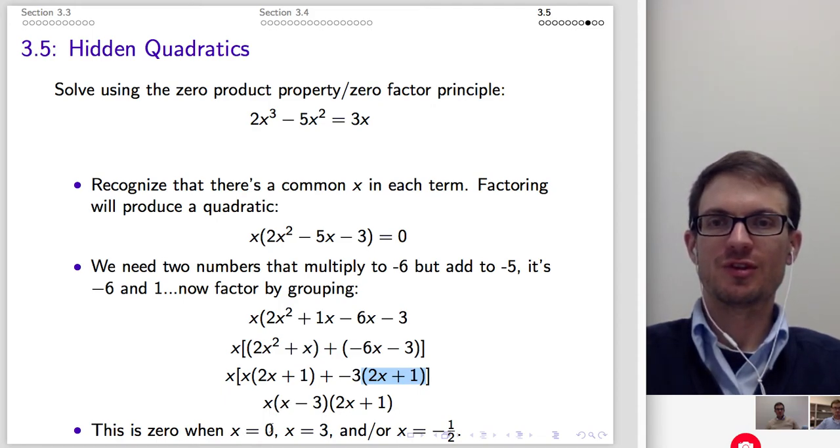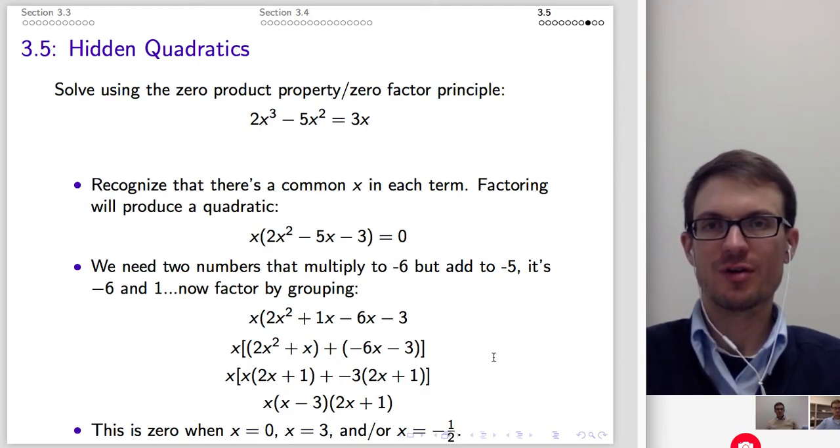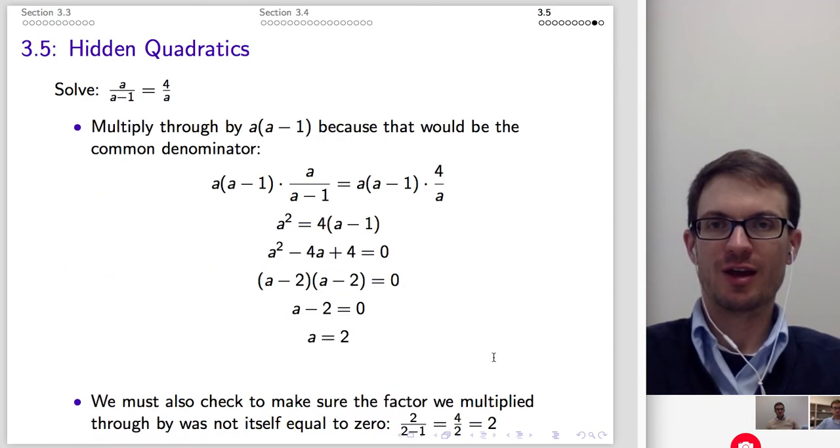That tells me this is 0 when x is 0, x is 3, or x is minus 1/2. And you can plug these back in respectively to see that that makes this product 0. So there we've solved it. Found the zeros of this quadratic.